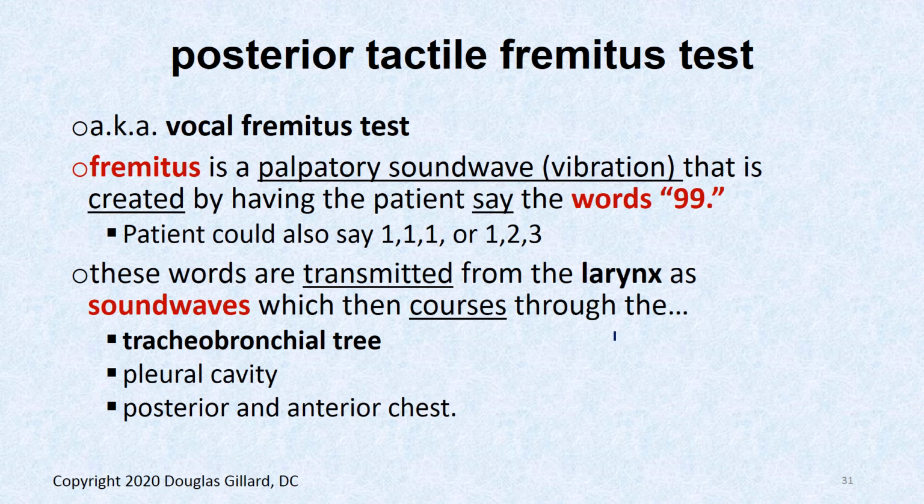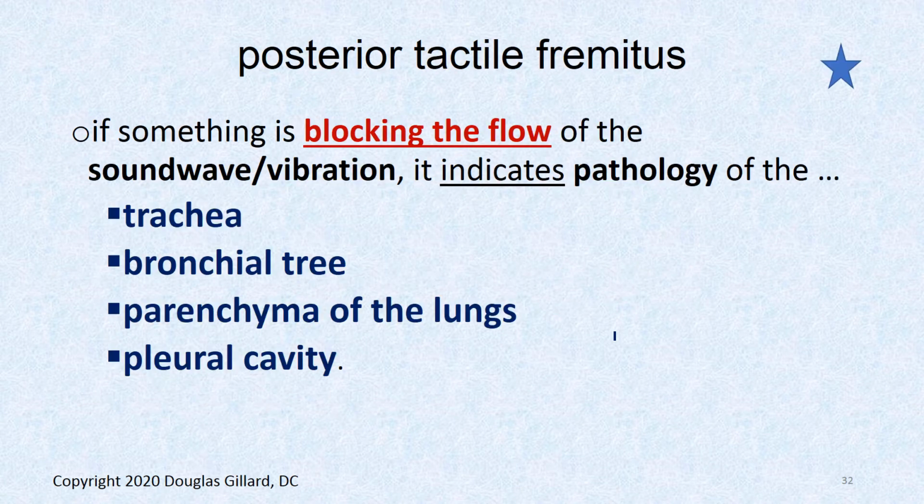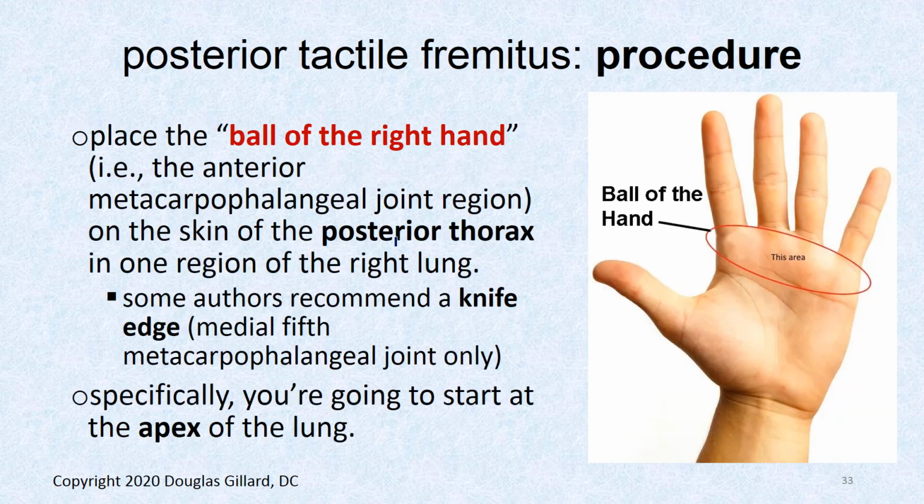And we can use that to look mainly for tumors and pleural cavity effusions. All right, so everything I said there. Just like with the cardiac exam, looking for cat purring or thrills, we're going to use the ball of the hands again to detect this. And you can use a knife edge as well.